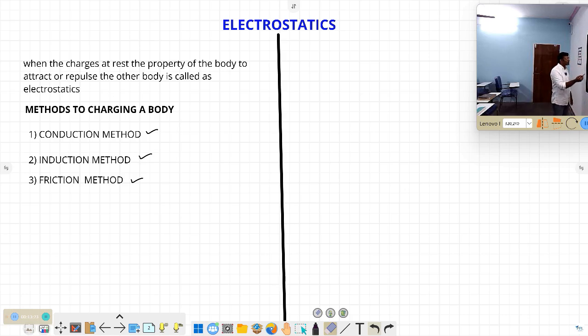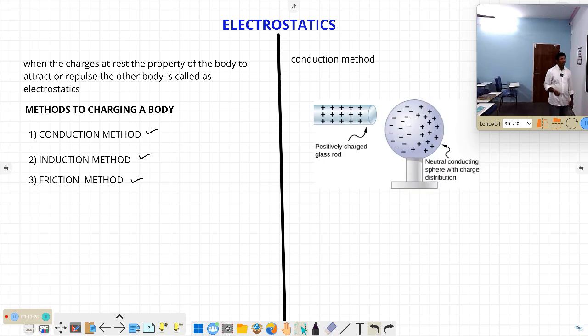So now we are going to discuss the first concept, the conduction method. How are the charges going to form? In the conduction method, I take one positively charged glass rod, and I take a sphere which is a neutral conducting sphere.